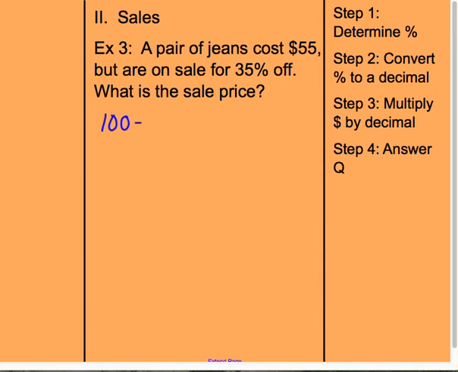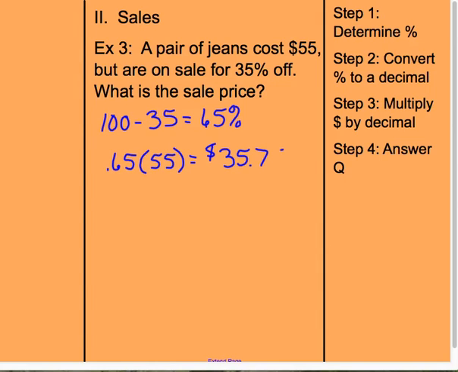Where did 65 come from? Well, 100% of the cost minus the 35% we're not paying is the 65% that we do pay. So we're actually going to be using 65%, not 35%. We'll convert our percent to a decimal, move it 2 decimal places to the left, and multiply by our money. It costs $55. So when we go to checkout, we will pay $35.75. In this case, once we multiplied, that did answer the question. That's the amount we'll pay, our sale price.